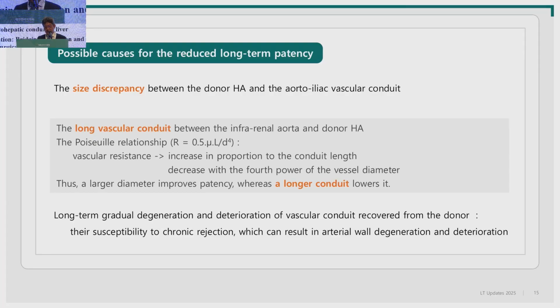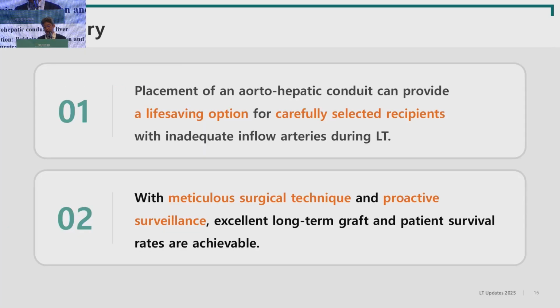Finally, long-term gradual degeneration and deterioration of the vascular conduit could be a possible cause for the reduced long-term patency. Despite the use of immunosuppressants, this is because of the susceptibility to chronic rejection, which can result in arterial degeneration and deterioration. In summary, placement of an aortohepatic conduit can provide a life-saving option for carefully selected recipients with inadequate inflow arteries during liver transplantation. With meticulous surgical technique and proactive surveillance, excellent long-term graft and patient survival rates are achievable.